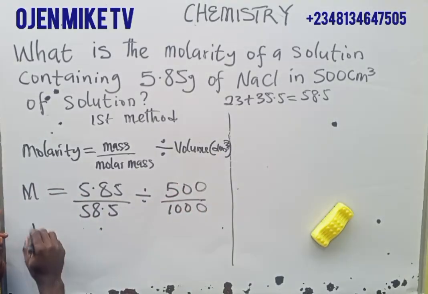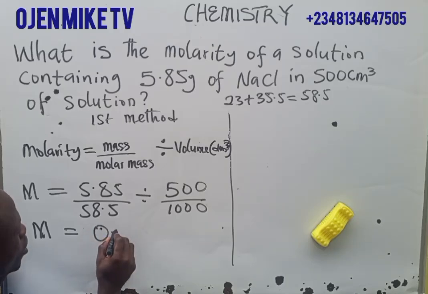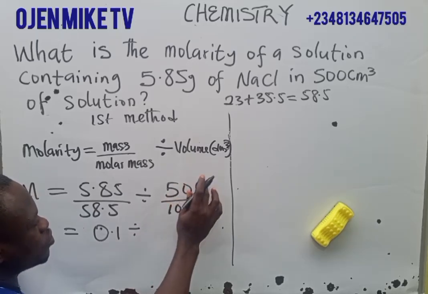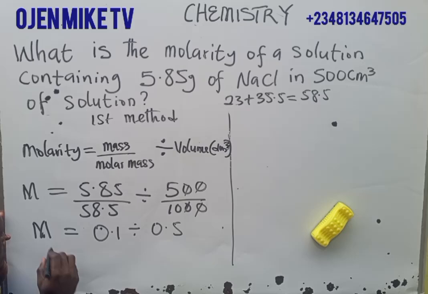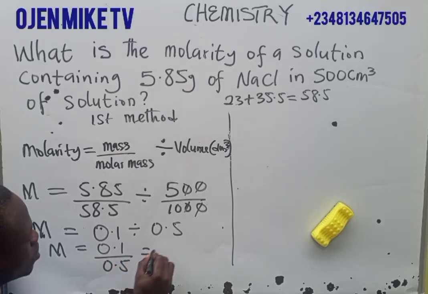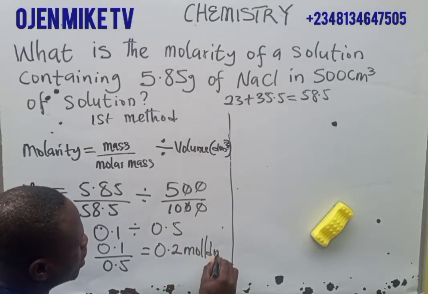So molarity is equal to, divide this one by this one, it will give us 0.1. Okay, divide this one by this one, it will give you 0.5. So molarity will be equal to 0.1 divided by 0.5, which will give you 0.2 moles per dm cube.